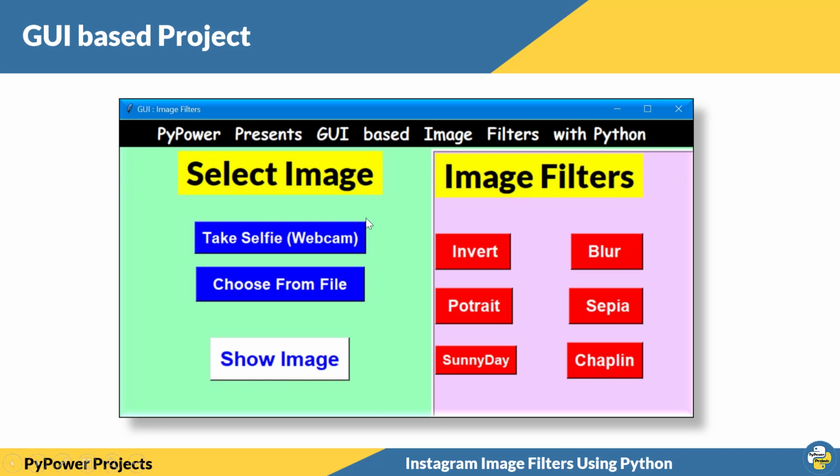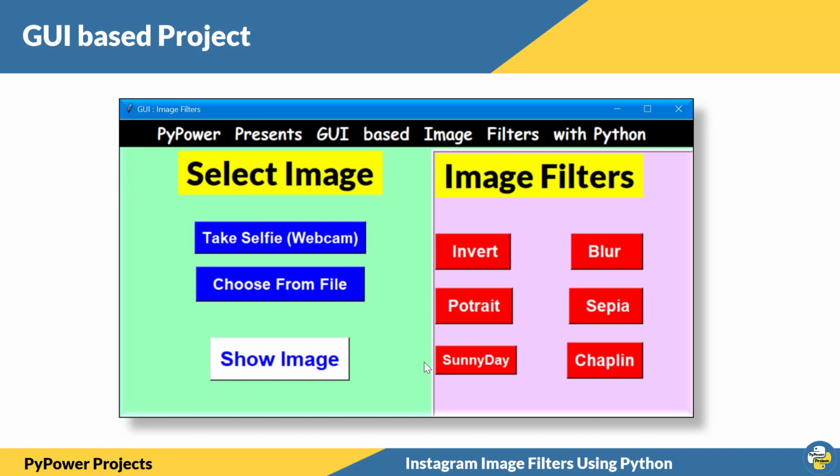Here you can select images, you can take a selfie using the webcam, or you can choose a file from your directories, and these 6 filters you can apply on your image. All these images will be stored in a particular folder so that you can use them whenever you require. So this is a powerful, wonderful GUI presented with this project.